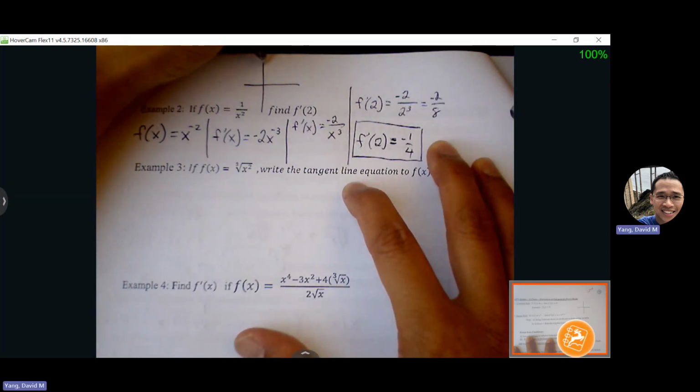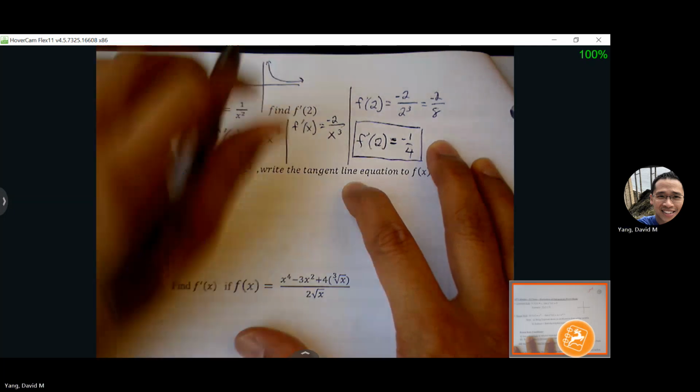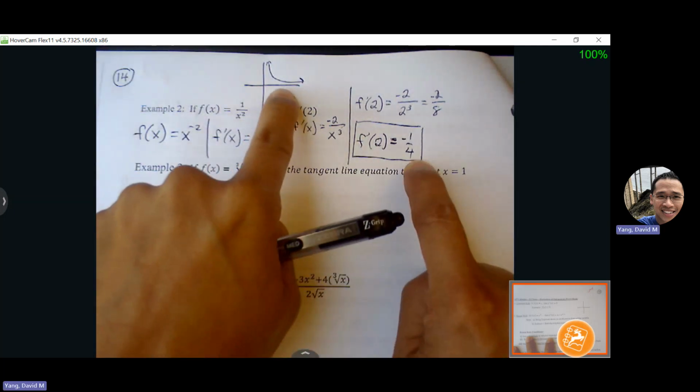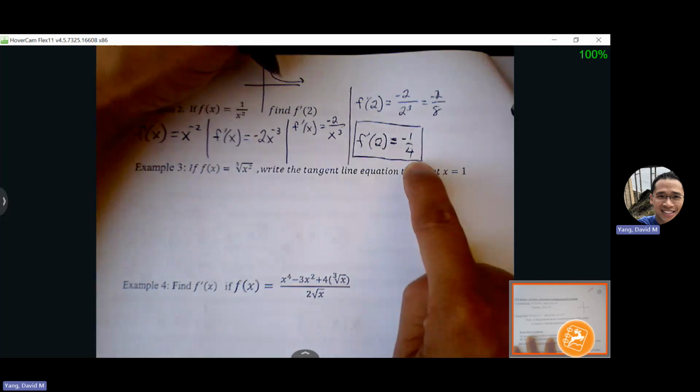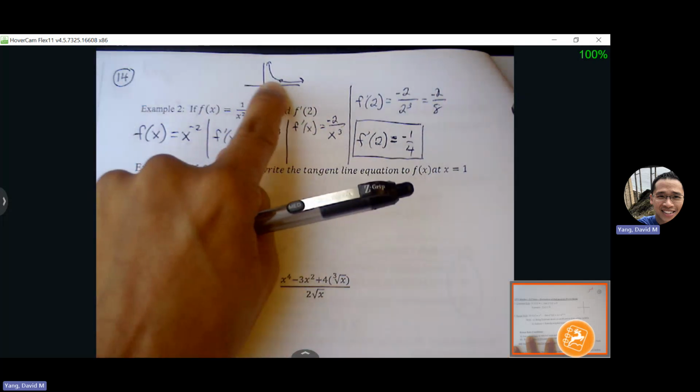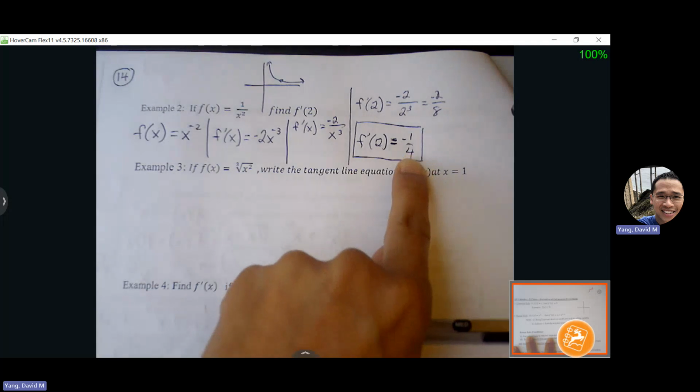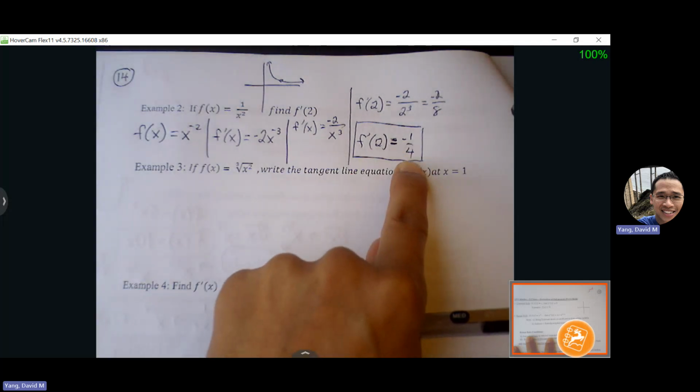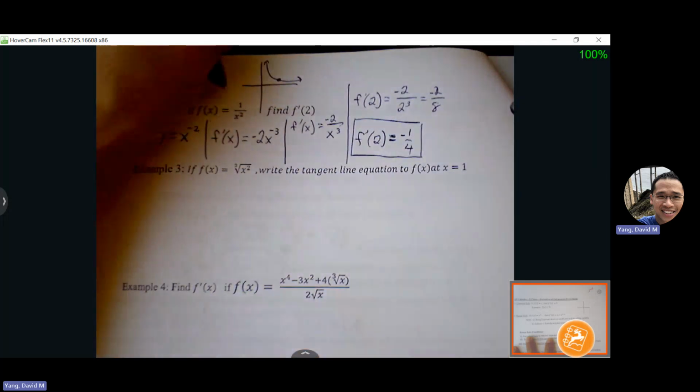You don't have to draw the graph, but just to show you what this graph looks like, 1 over x squared is going to look like this, and it makes sense that at 2, you're going to be experiencing a negative slope, but a very gradual negative slope. So that's what f prime of 2 is telling us about this original f of x graph.